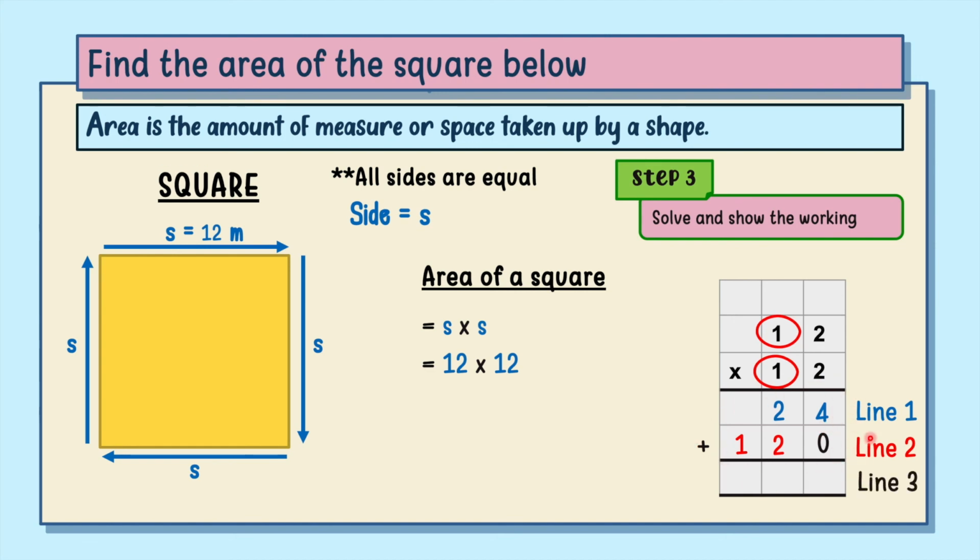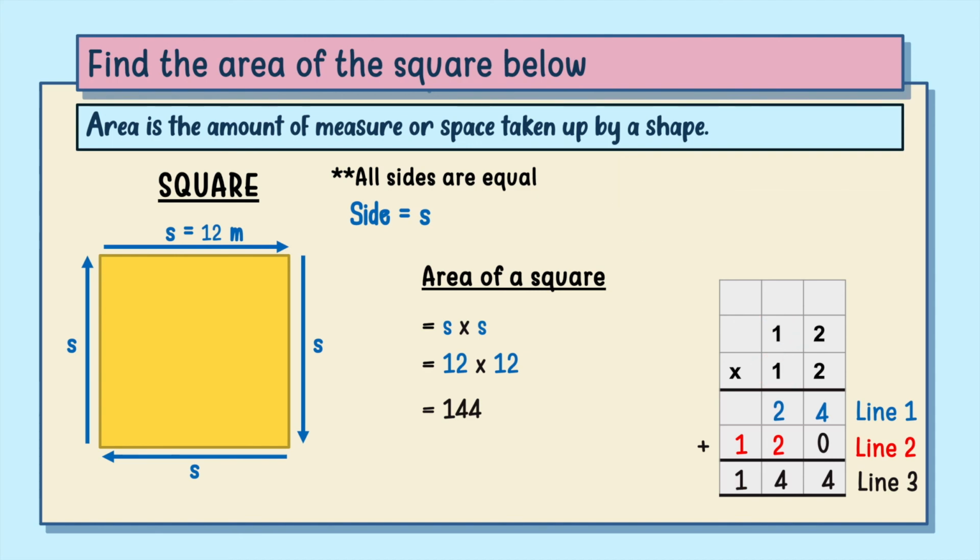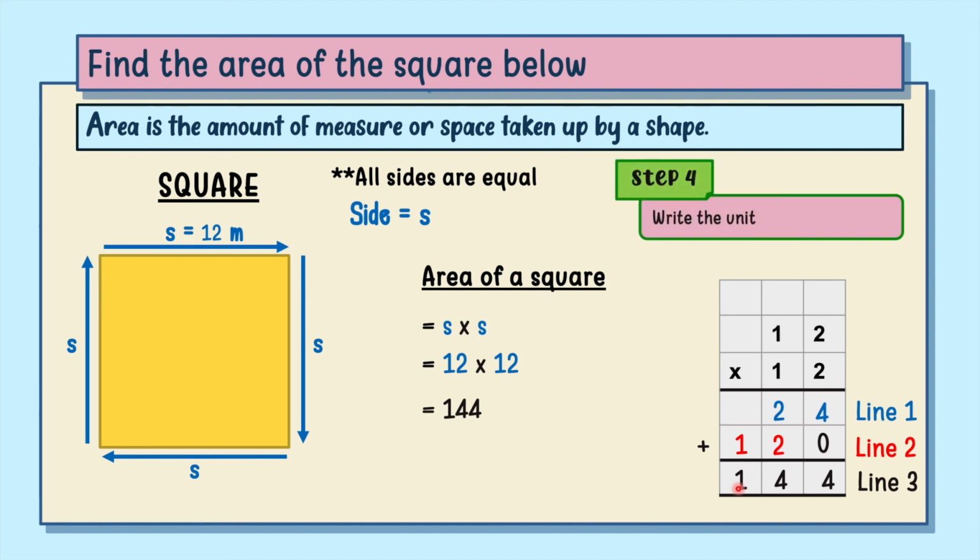Okay? So 4 plus 0 is 4. 2 plus 2 is 4. 1 plus 0 is 1. So my final answer is 144. Now, is this my final answer? No. What must we do for the next step? We have to write the unit. So this is the unit which is in meter. So I can write the unit here as meter square. So my final answer for this problem is 144 meter square.